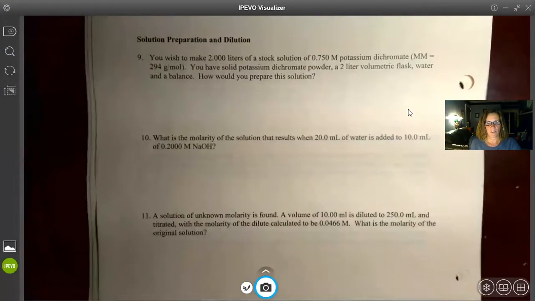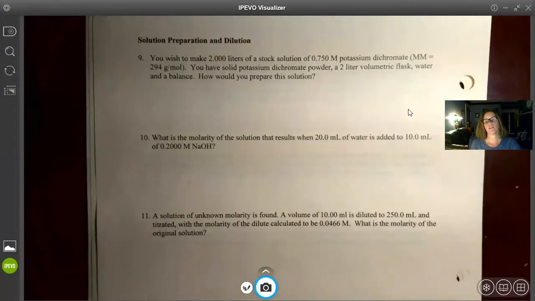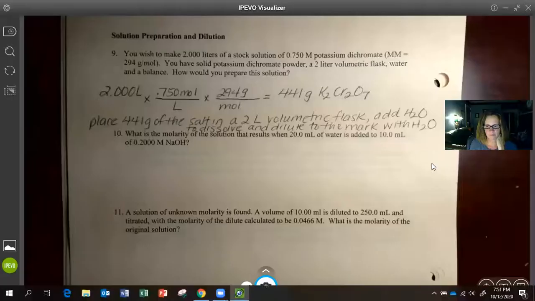So you know that there's a calculation involved, but there's also a verbal description that you want to give whenever talking about making solutions. So I would like you to pause the video while you solve this problem, and then we'll talk about how to put into words the process for creating the stock solution.